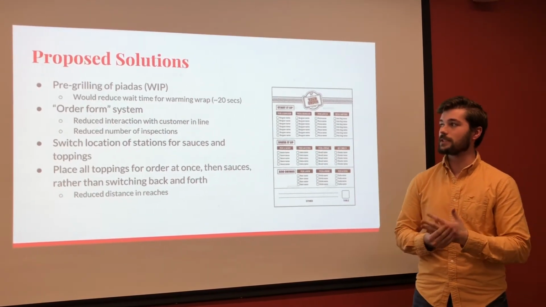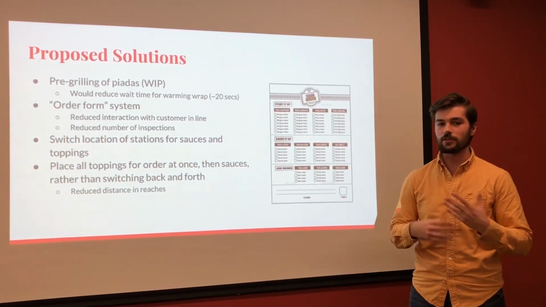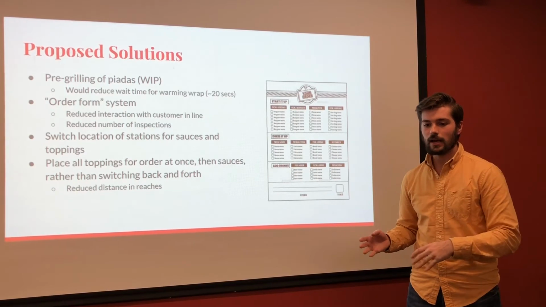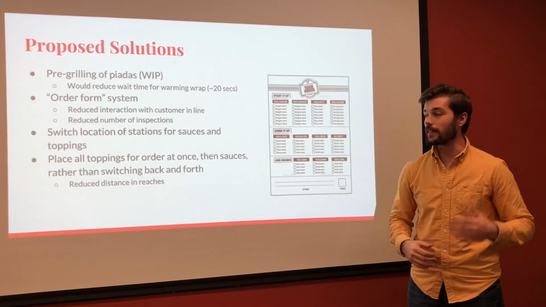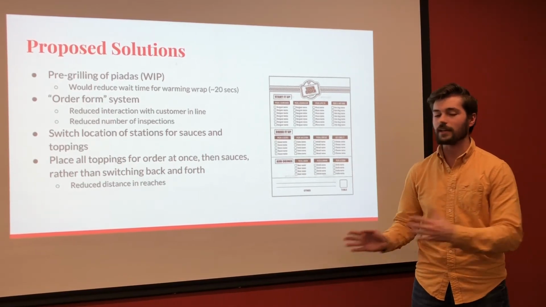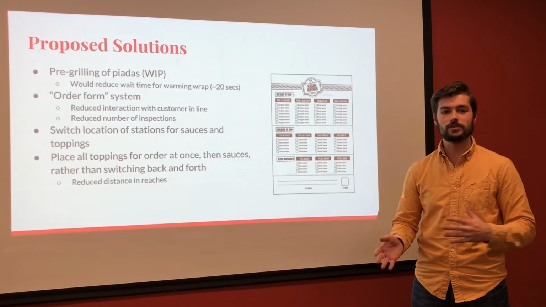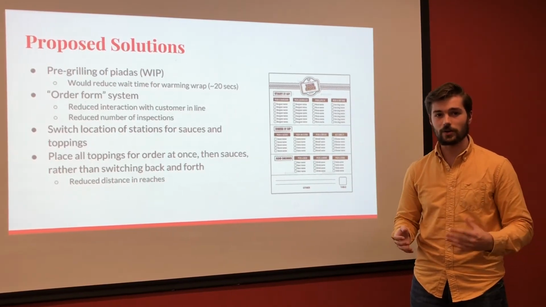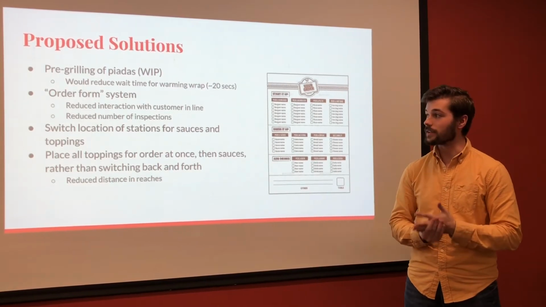The first one was basically just to pre-grill the piada wrap. We noticed that there was a lot of wait time when someone ordered a piada. They would put the piada onto the cooking element, and then that would heat up the piada and then get moved down the line. If they were able to somehow keep 1 or 2 piadas kind of warm and ready to go, this could potentially reduce that wait time that people are experiencing early on in the line.